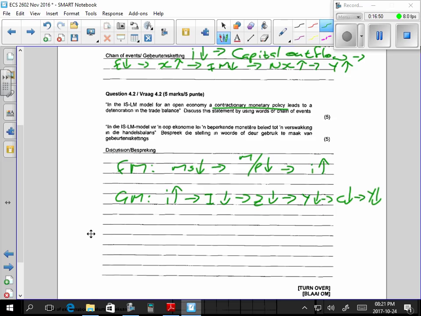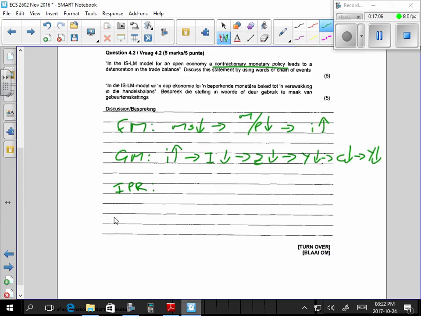Because they're talking about an ISLM for an open economy, you know that you need your interest parity relation as well, right? So now in your interest parity relation, to show the impact on our exchange rate, increasing interest rates causes a capital inflow. Nominal exchange rate appreciates, which decreases exports, increases imports because imports become cheaper, and therefore net exports deteriorates.